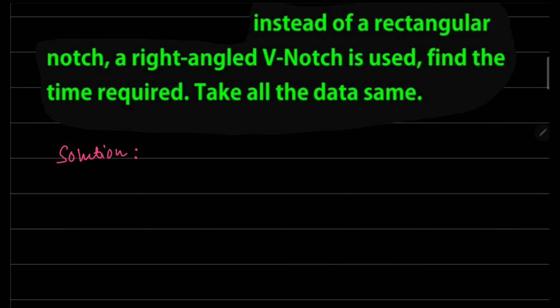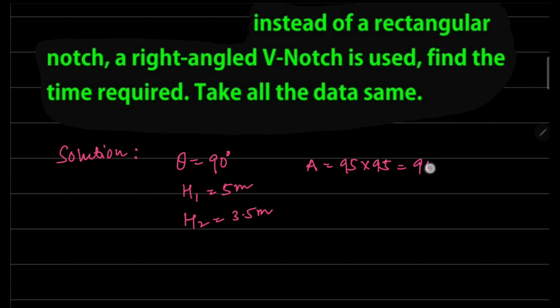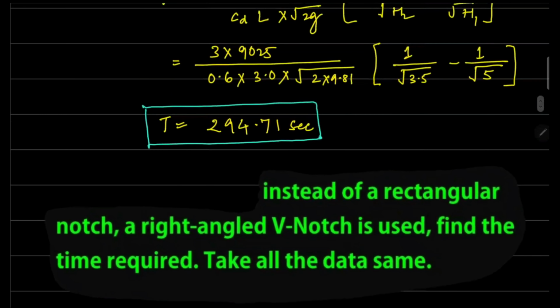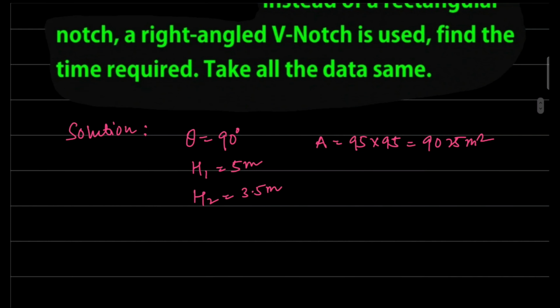So all the data, because this is a right angle V notch, so theta is equal to 90 degree, and here h1 was 5 meter, h2 was 3.5 meter, and the area which was 95 multiplied by 95, that was 9025 meter square. I guess I'm right, yeah, 9025. And then the other thing that is asked is that CD value is 0.60.